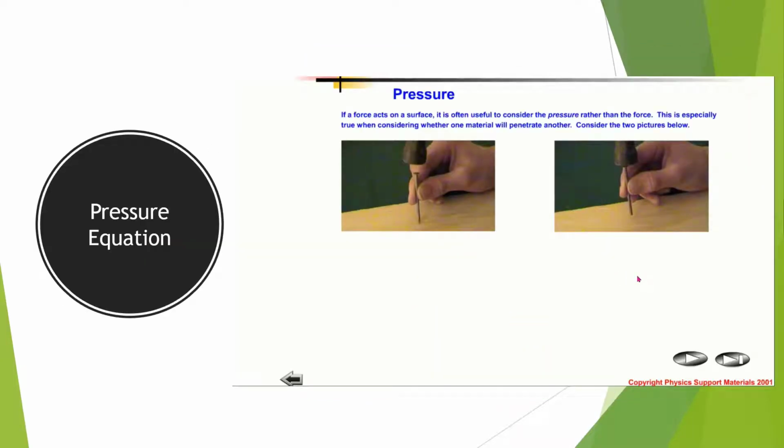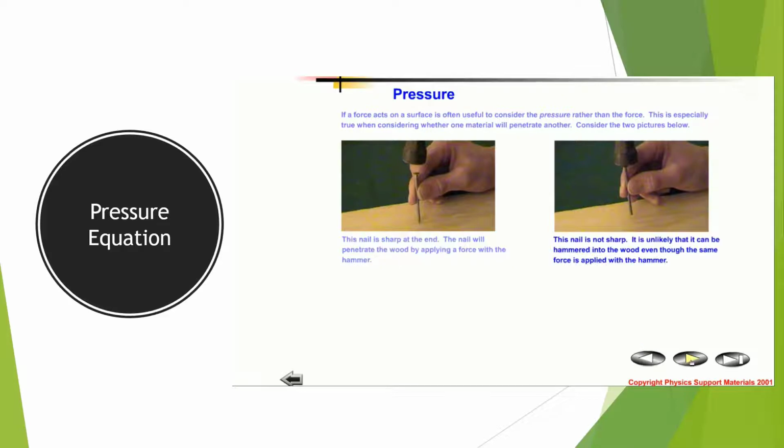If a force acts on a surface, it is often useful to consider the pressure rather than the force. This is especially true when considering whether one material will move into another or make a hole in another. If we look at the pictures below, this nail has a sharp point and this one is blunt. You can imagine when you knock these in, the nail will penetrate the wood by applying a force with the hammer, and this nail is not sharp, so it's not likely to go into the wood. And that's what pressure is.